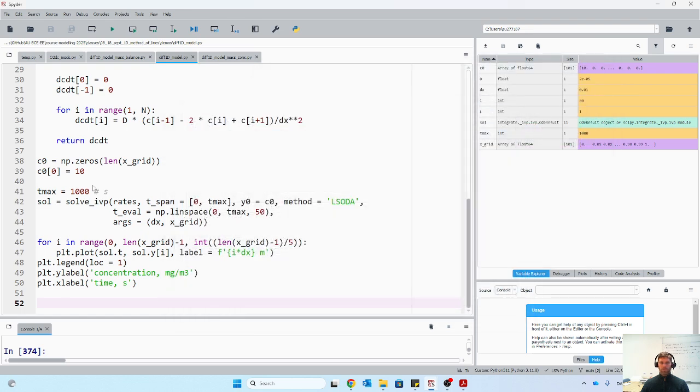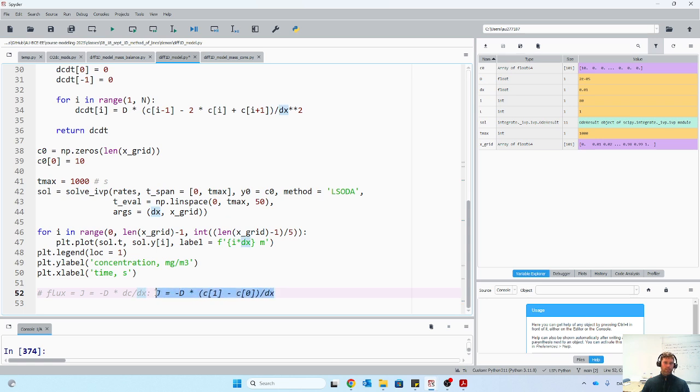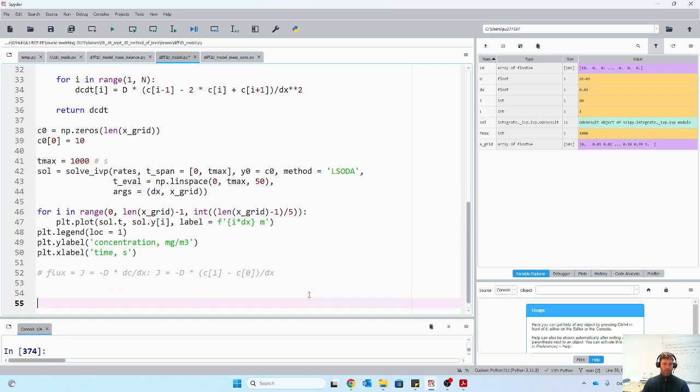Let's close this. So the flux, we call it J, which is equal to minus D times dc/dx. And if we discretize dc/dx, we get this. J is equal to minus D times (C1 minus C0), and let me put the right parenthesis, divided by dx. Okay. We have to use this one-sided difference because we cannot do central difference because we don't know anything about what is on the left side of the domain in this situation. So let's calculate the flux.